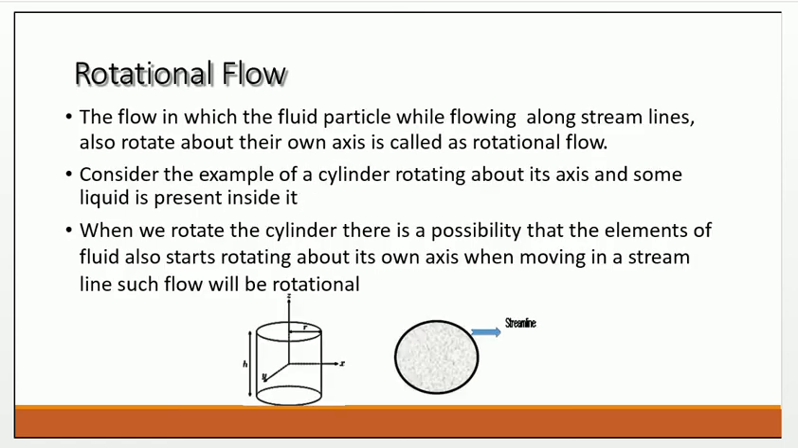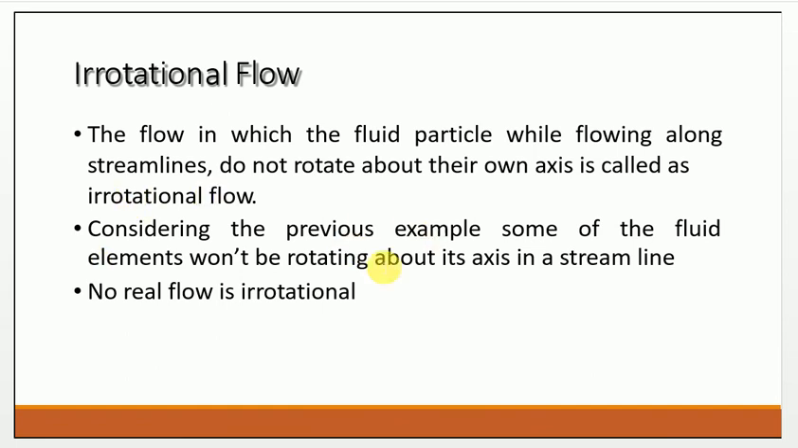The next one is rotational flow and irrotational flow. In rotational flow, the fluid particles, while flowing along streamlines, also rotate about their own axis. That is called a rotational flow. So when the water flows along a streamline, it tends to rotate about its own axis. In irrotational flow, the particles do not rotate about their own axis.